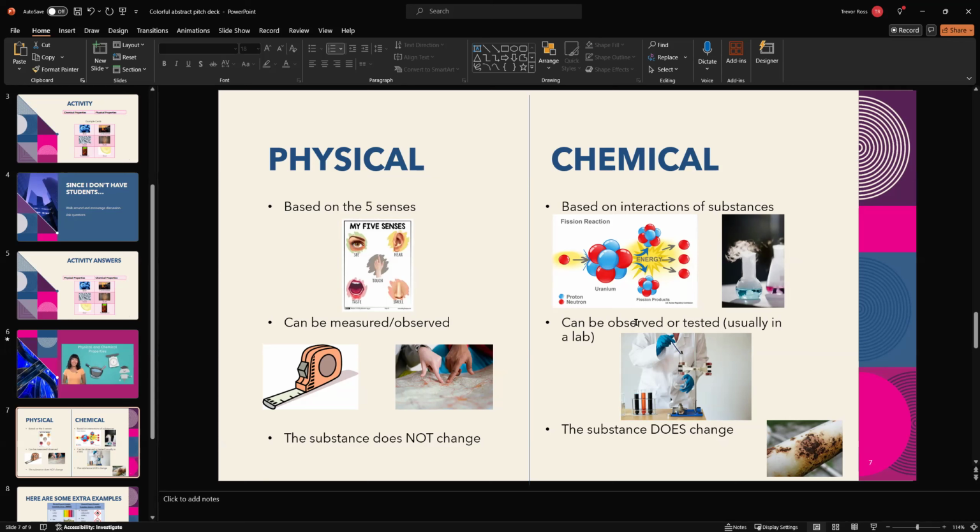These can be observed or tested, and this usually happens in a lab. Now, not always. Combustibility is a little bit easier to perform on your own, but to tell whether something is radioactive or if it rusts, usually that's not easily done just at home. You would need a lab to speed those up or to figure out and measure how much it's occurring. In these examples, the substance does change.